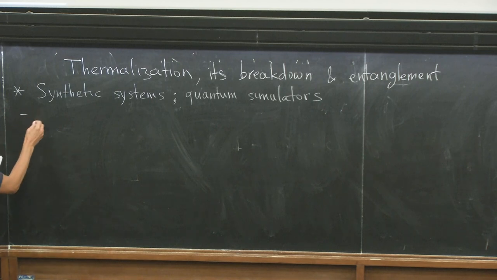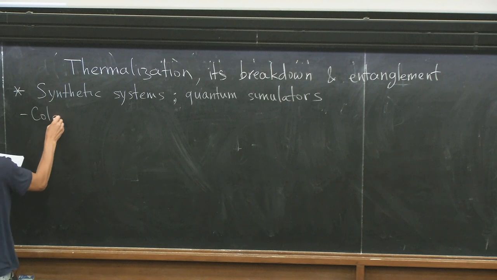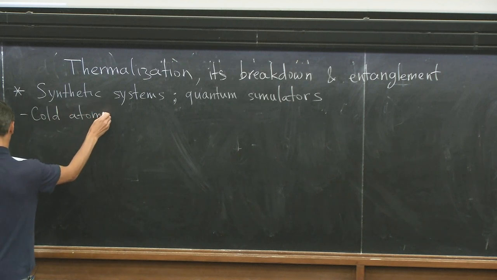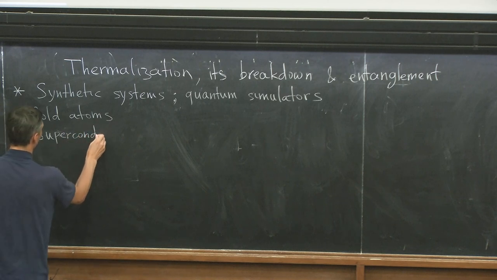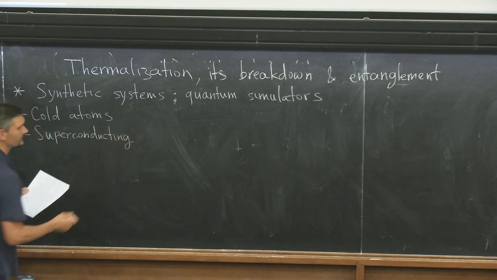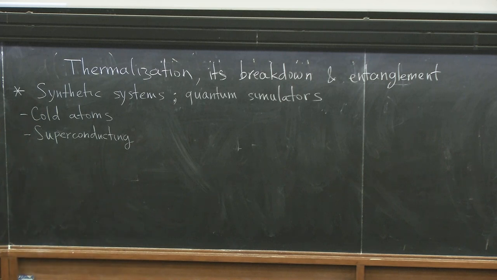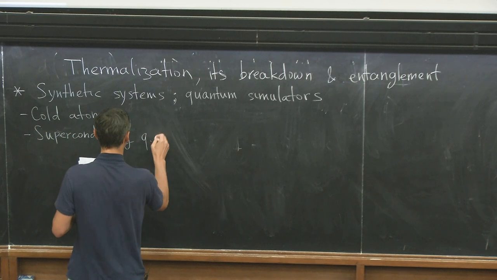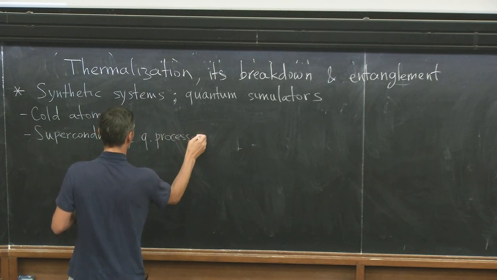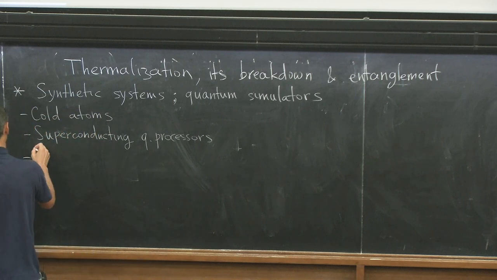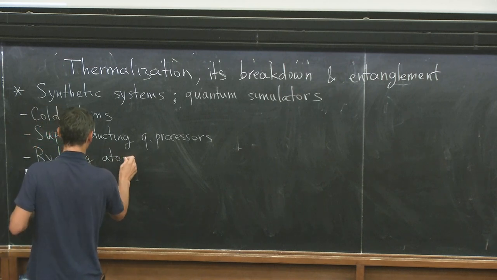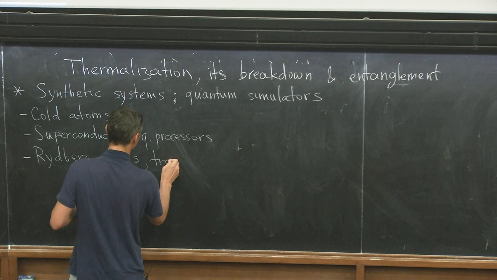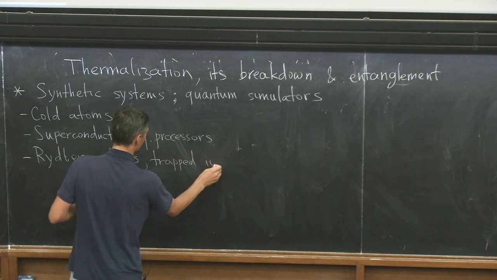So you have cold atoms in optical lattices. You have superconducting quantum processors, where your elementary degrees of freedom are superconducting qubits. Then you have Rydberg atom arrays, trapped ions, and so on. But those are the main ones.